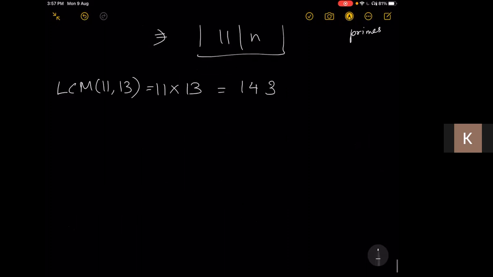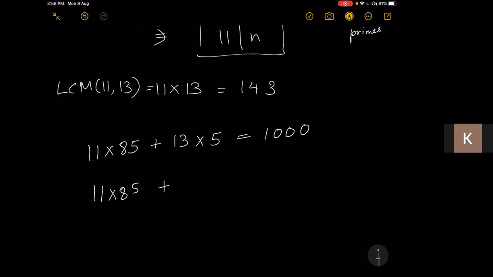So 11 into 85 plus 13 into 5. This was 1000. Now 11 into 85 plus 143, minus, not plus, that will exceed our thing. Minus 143 plus 143 plus 13 into 5. How much is this? This thing cancels. The rest is 1000. So the total sum is also 1000.